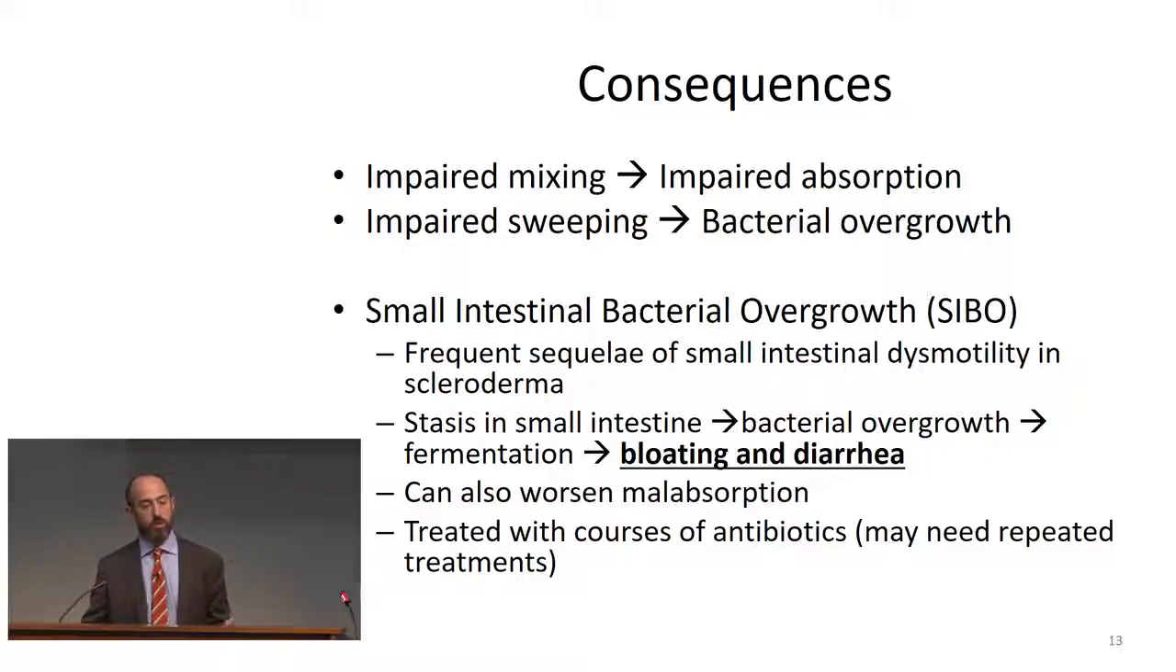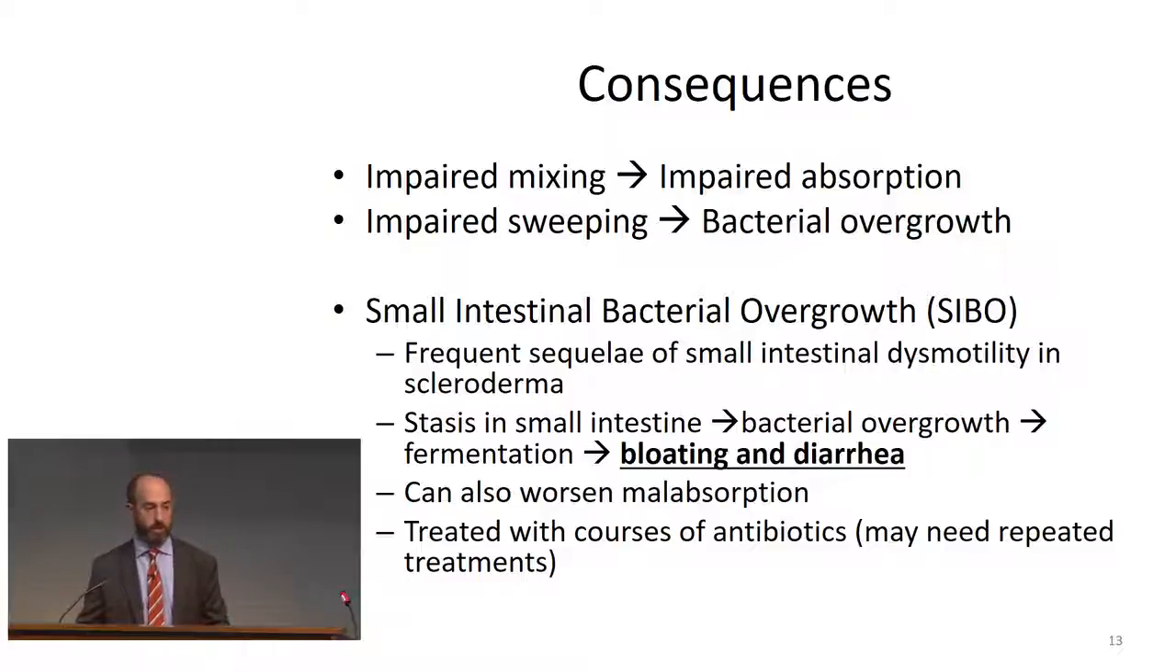And then you get impaired sweeping, where you get stasis of contents that aren't swept through the gut into the colon, and that can predispose to bacterial overgrowth. And small intestinal bacterial overgrowth is the predominant cause of small intestinal symptoms in scleroderma. It's a frequent sequela of this dysmotility, and you get stasis in the small intestine leading to bacterial overgrowth, fermentation of ingested carbohydrates, and then bloating and diarrhea, which are the cardinal symptoms. And this can then subsequently worsen malabsorption.